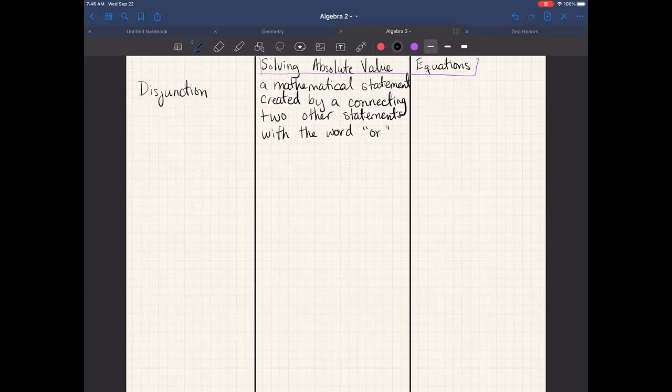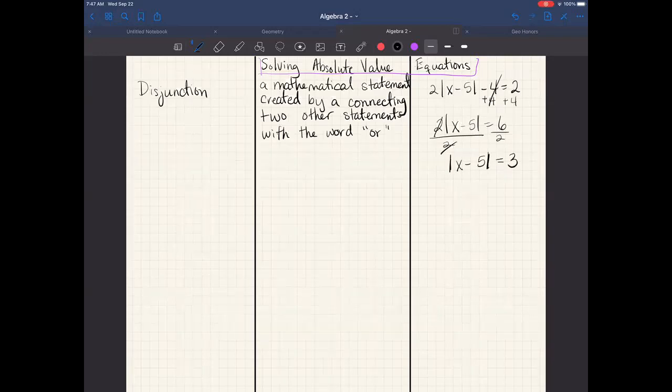So example 2: 2 times the absolute value of x minus 5, minus 4, equals 2. So I'm going to do what I usually do. I'm going to move my 4 first, leaving 2 times the absolute value of x minus 5 equals 6. Okay, now I want to get rid of that 2. So I divide this all by 2, giving me the absolute value of x minus 5 equals 3, since 6 divided by 2 is just 3.